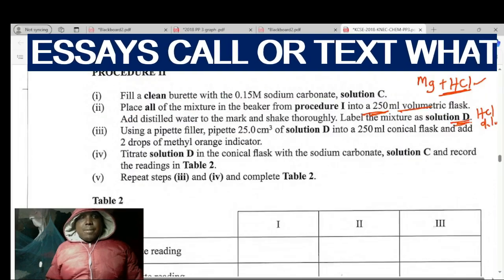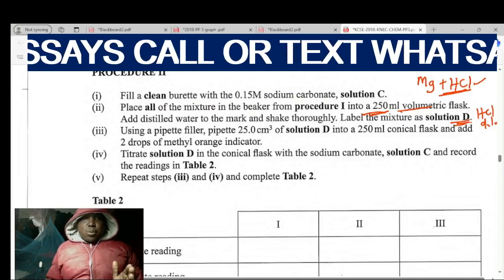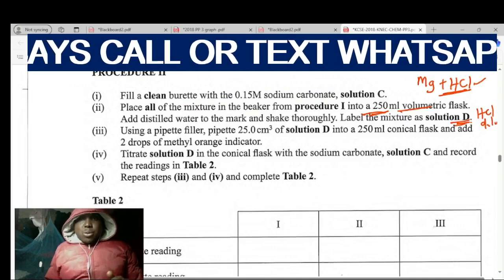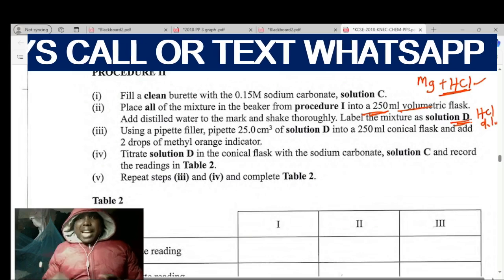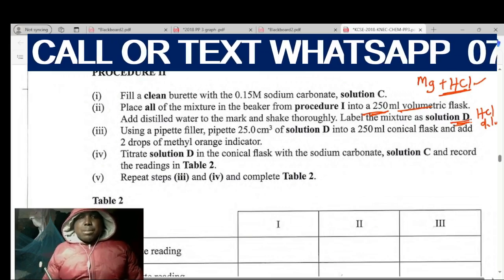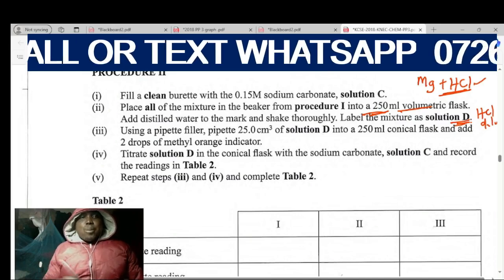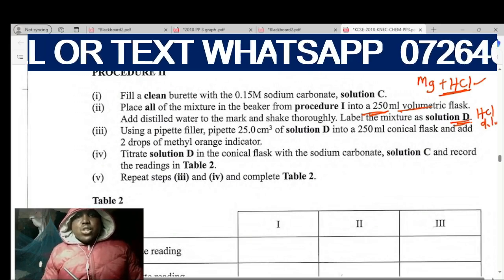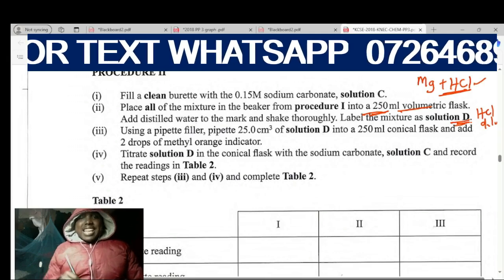Now we have put the remaining solution from procedure 1 in the beaker into a volumetric flask. We have added water to 250 and we have labeled that solution D. Now, pipette 25 of solution D. Remember, solution D is diluted HCl.